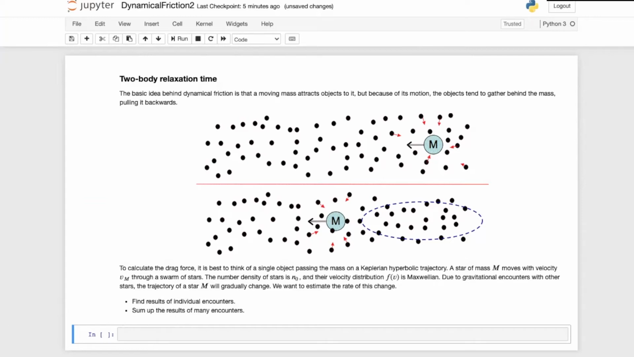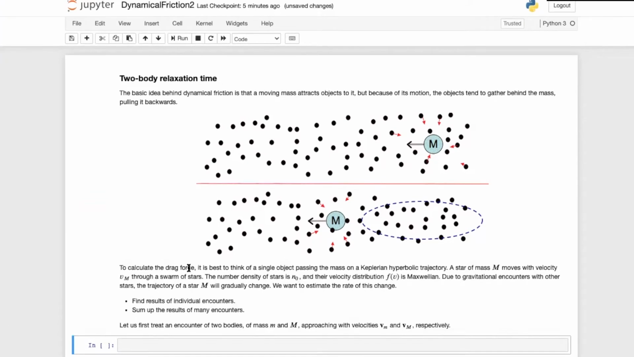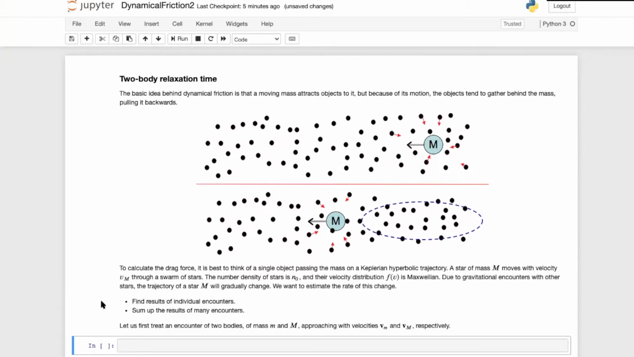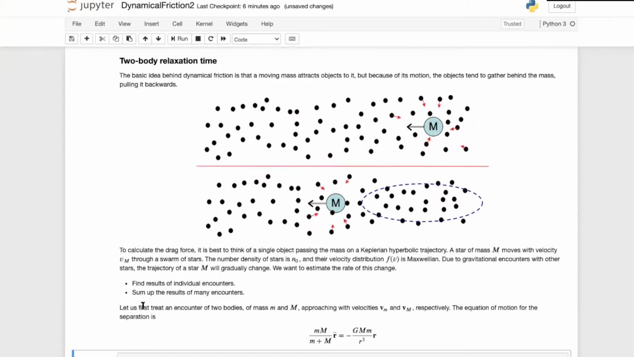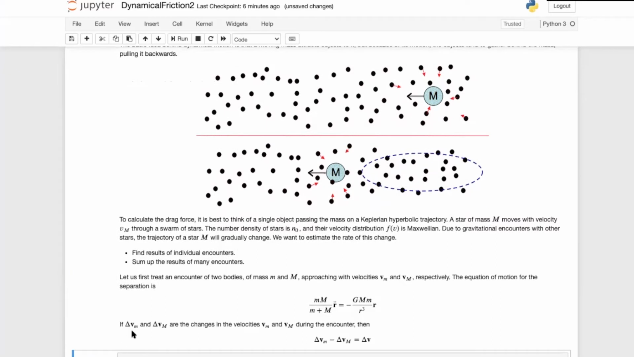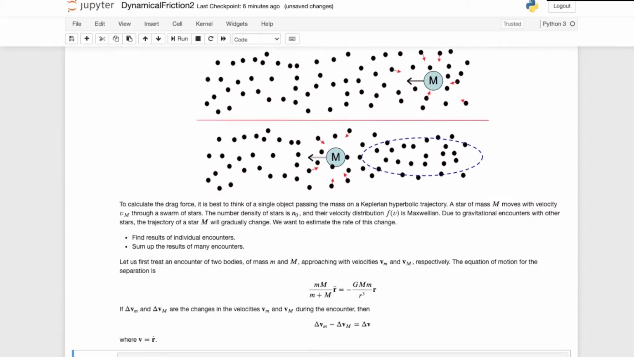For that, we are going to find the results of individual encounters and then sum up the results of the many encounters. So let us first treat an encounter of two bodies of mass m and M, approaching with velocities v_m and v_M, respectively. We already solved this. This is a two-body problem. The equation of motion for the separation is given by, and if Δv_m and Δv_M are the changes in the velocities during the encounter, then the difference between these two gives the Δv, the vector Δv of the system, where v is ṙ.